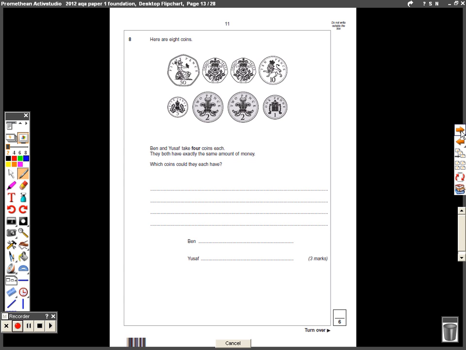Here are 8 coins. You've got a 50, 20, a 20, a 10, a 5, a 2, a 2 and a 1. Ben and Yusuf take 4 coins each. They both have exactly the same amount of money. Which coins could they each have? Now, if they've got the same amount of money each, then if we add up the total and divide it by 2, we then know how much money each of them got. So that's my first job. I need to add up the total. Total 50, add 20, add 20, add 10, add 5, add 2, add 2, add 1.